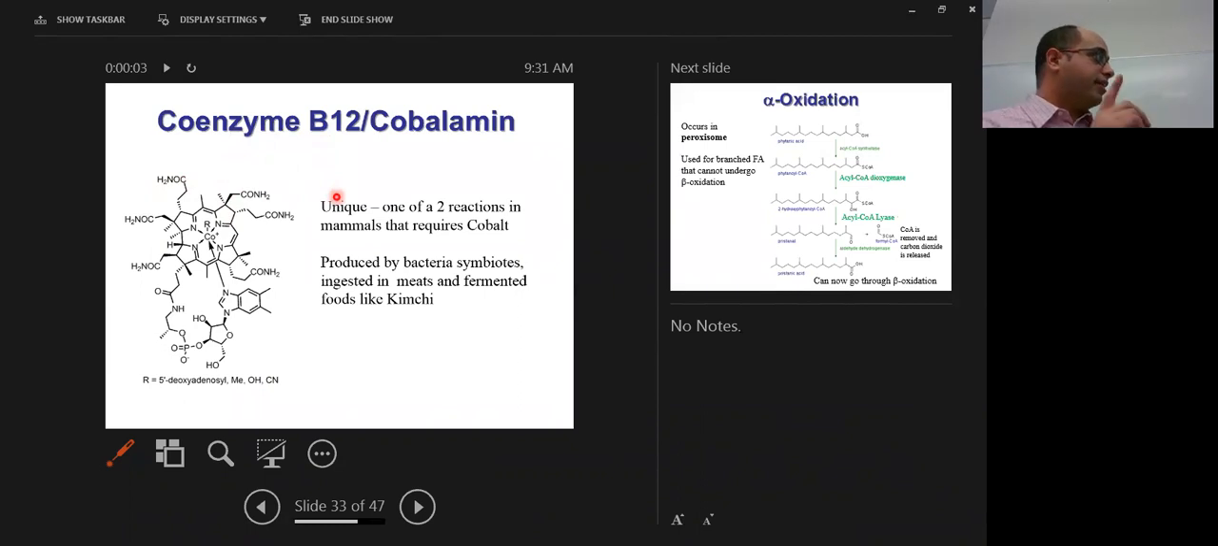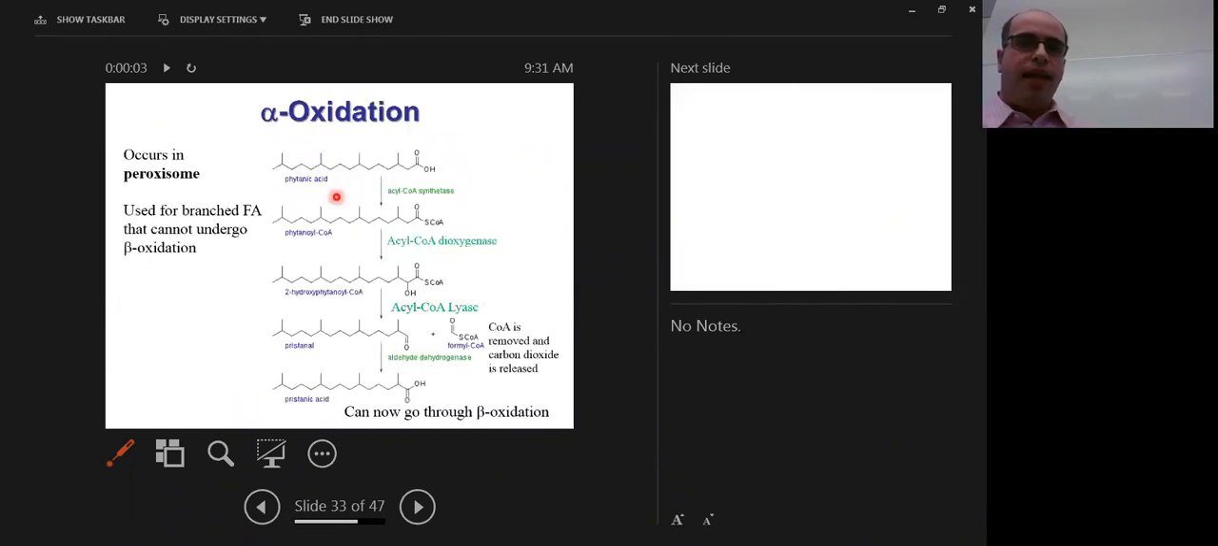So we've looked at fatty acids that are fully saturated, that's our beta oxidation. We've looked at our odd number fatty acids, and we've looked at our unsaturated fatty acids. The last one we'll look at is branched fatty acids. Branched meaning you have your chain of carbons, and then you have all these side carbons coming off of them. So this is called a branched fatty acid. And this undergoes a pathway called alpha oxidation.